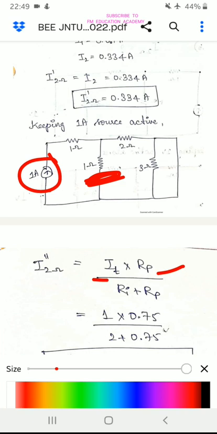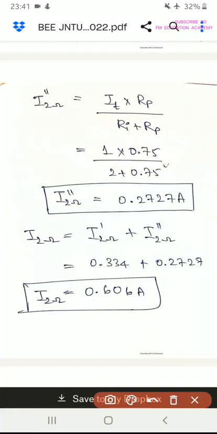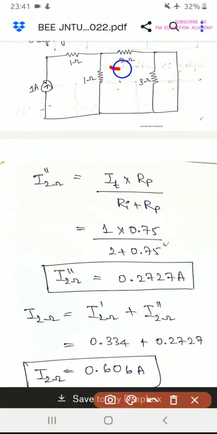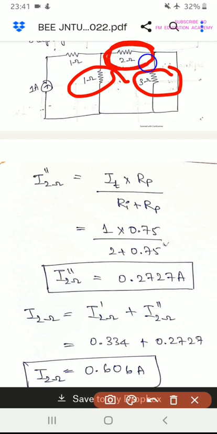How will we get the parallel resistance here? In this diagram, we have to find out the current through the 2 ohm resistor. To find the current through the 2 ohm resistor, we know that 1 ohm and 3 ohm are in parallel to this 2 ohm.